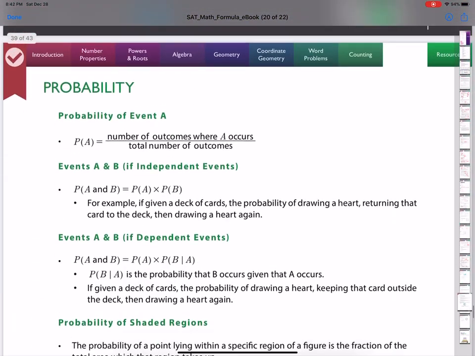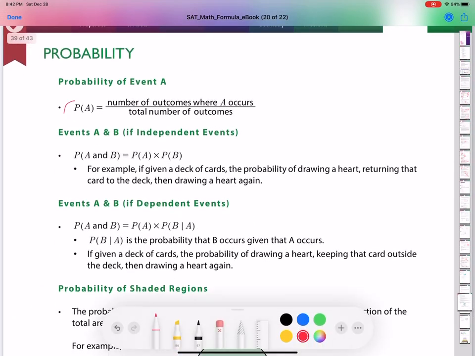Next chapter, probability. The probability of A is the number of outcomes where A occurs, N(A), over the total number of outcomes, N(total). That is probability. I told you that in probability, the counting principle is multiplying. So P(A and B) equals P(A) times P(B): the probability that A and B happen together is the probability of event A happening times the probability of event B happening.